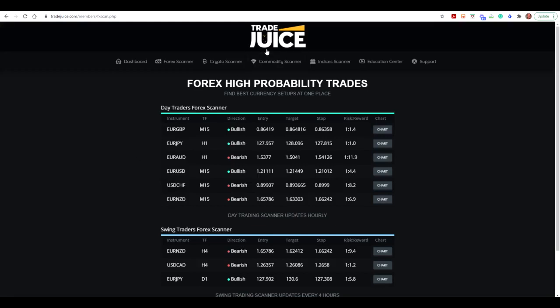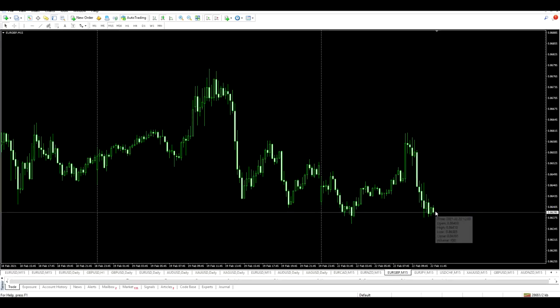Hi guys, I'm on the Tradeology platform and I see a whole bunch of high probability trades, and I'm going to have a look at entering one now, the euro pound on a 15-minute. I'm going bullish. I've got my entry target stop levels, and if I had to look at the chart right now, you can see this is where price is.